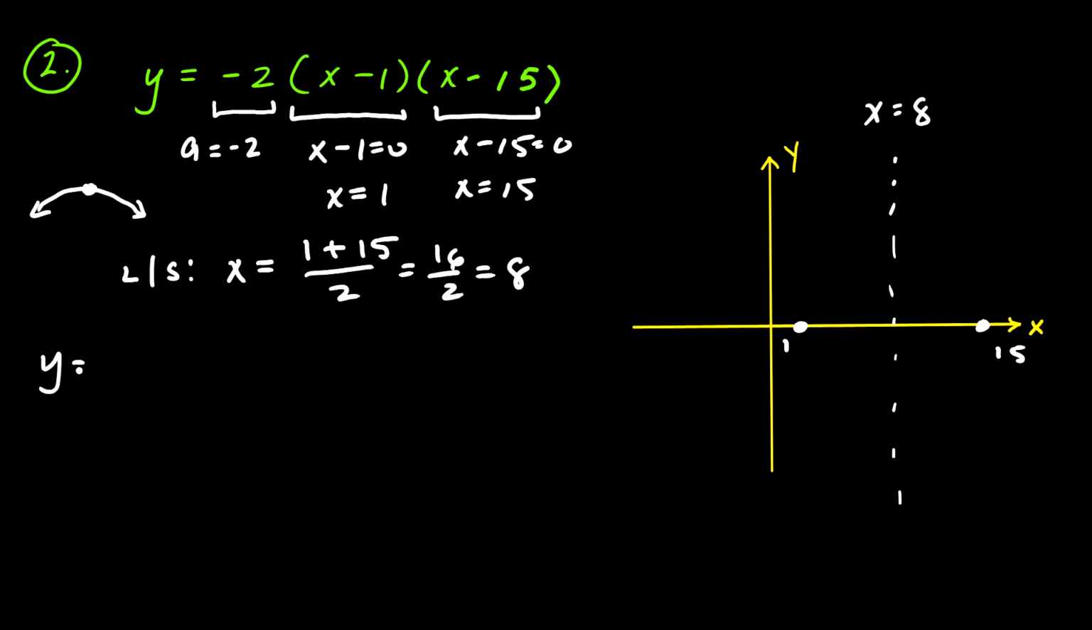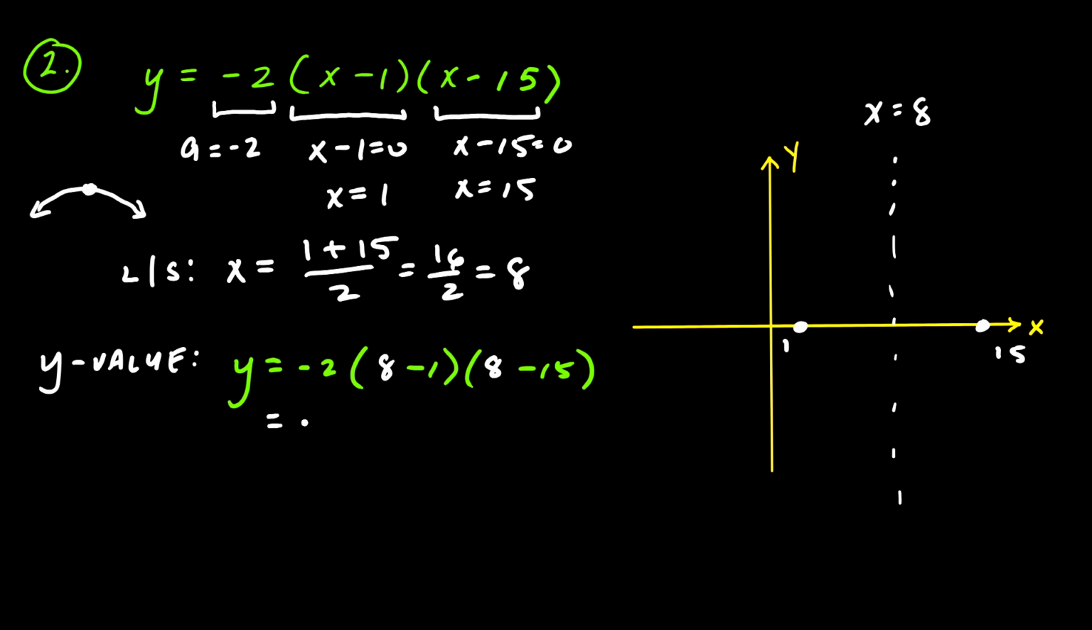So again, we're going to look for the y value of the vertex, and we'll use our equation. So we have y is equal to negative 2, our x value minus 1, our x value minus 15, and in this case, our x value was 8.